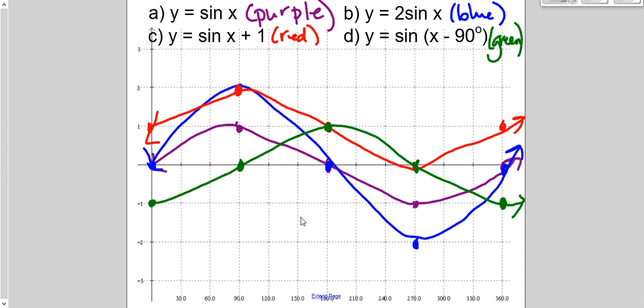So that looks like our sine graph, but instead of starting here at 0, 0, it just got moved 90 degrees to the right and started here instead. Okay.